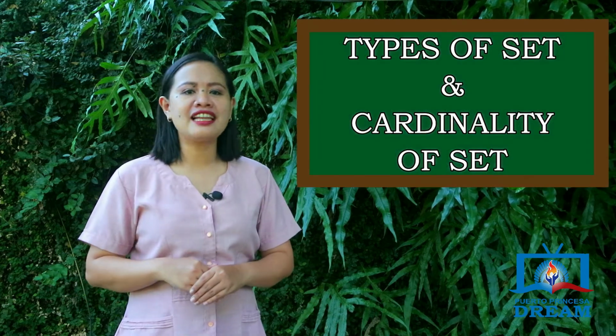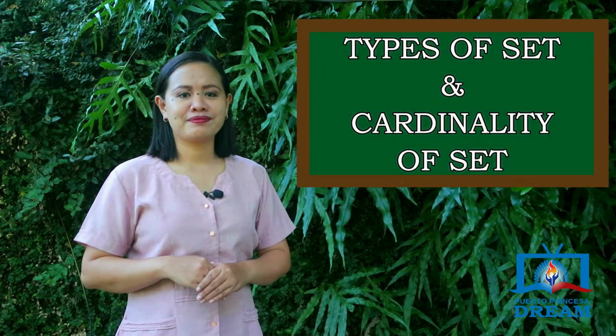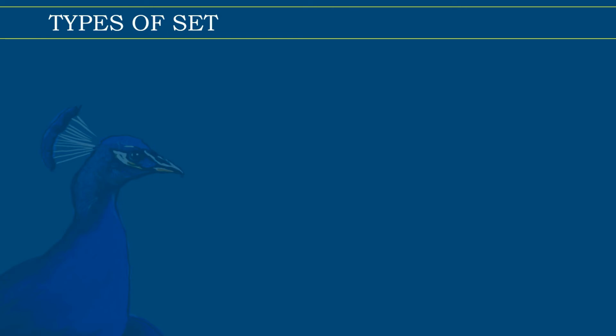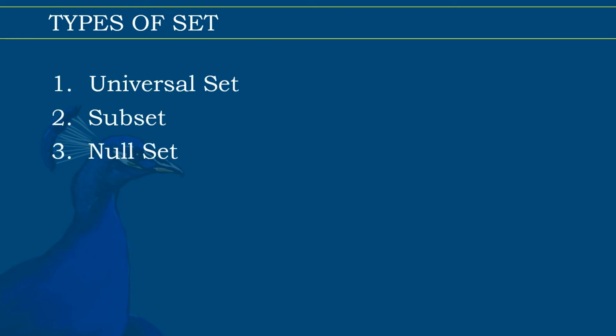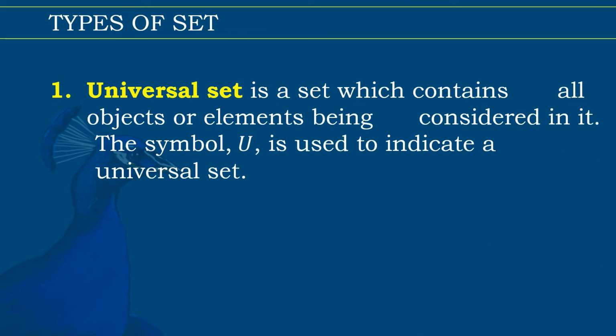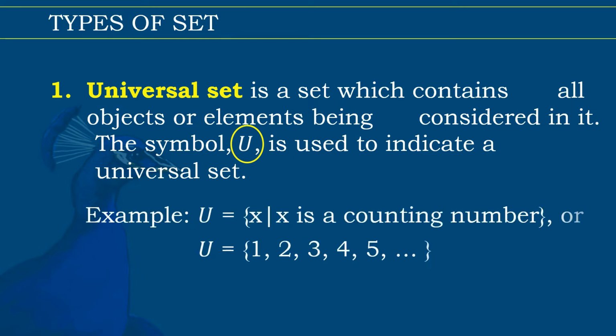Since you already knew the set representations, let us now discover the types of set and the cardinality of set. The types of set include universal set, subset, and null set. A universal set is a set which contains all objects or elements being considered in it. We use the symbol to indicate a universal set. An example of this is a set of all counting numbers.